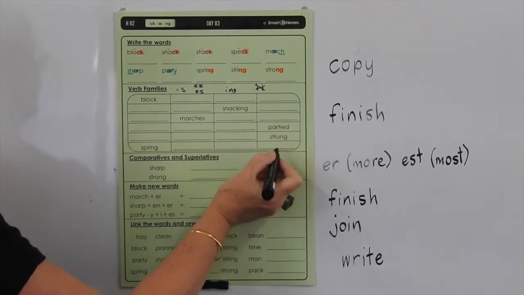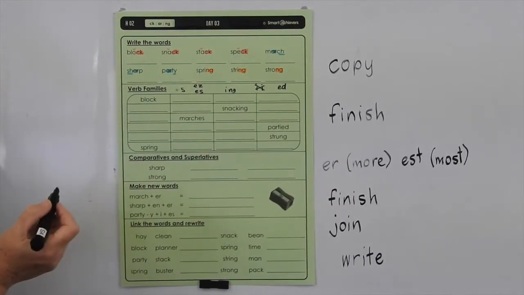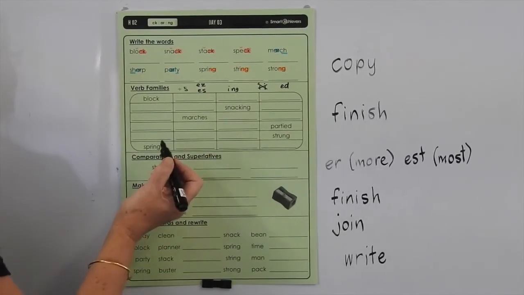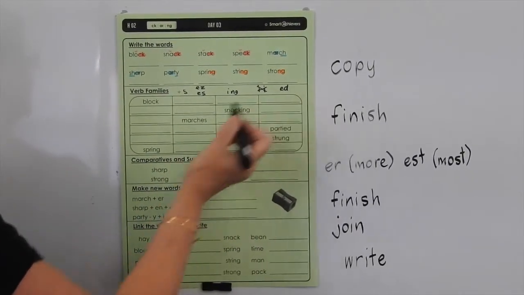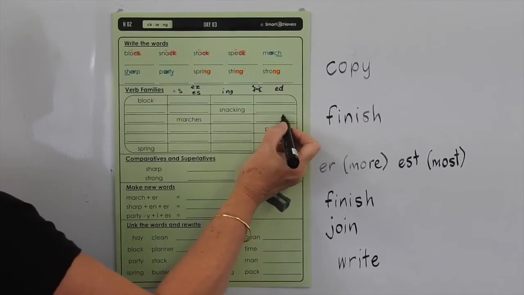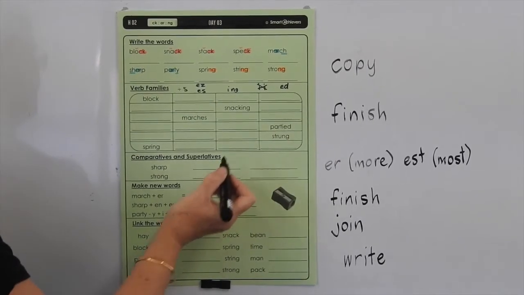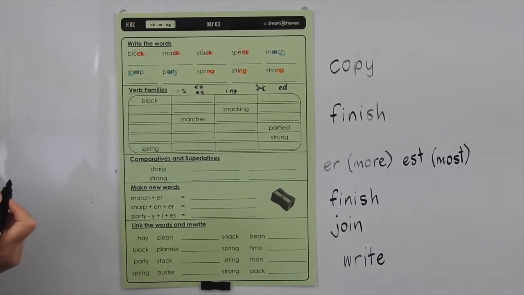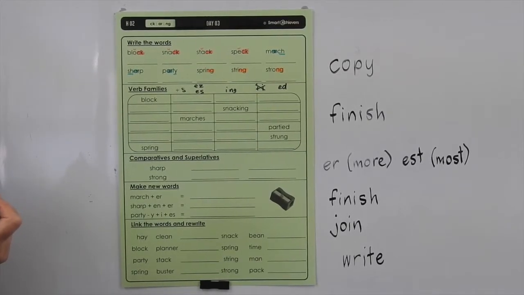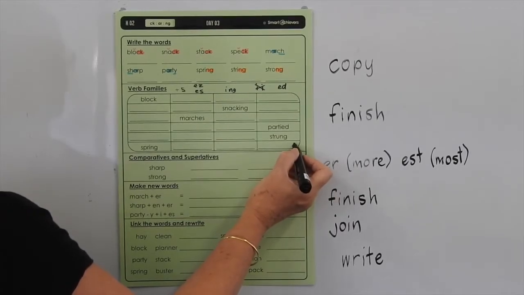Now the final one, we're usually adding ED, so we'd have blocked, sounds like a T but you know to add the ED. Snacked, sounds like a T but you know to add ED. Marched, sounds like a T, but you know to write ED. Party we've done for you. Strung we've got as past tense for string, because you can't say stringed, you have to say strung. And spring, you'd have to work that one out.